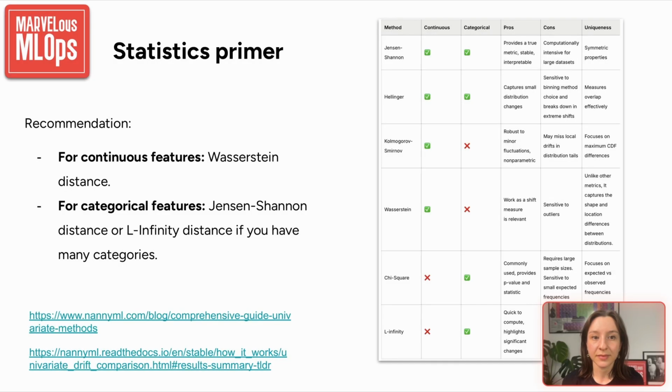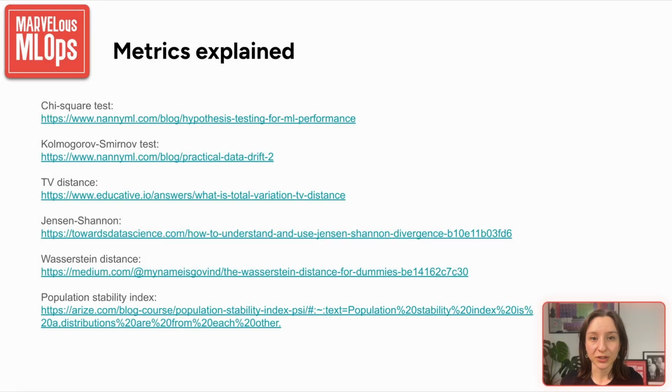Here is a nice table that lists the methods and different data types. Some methods work for both continuous and categorical data, like Jensen-Shannon and Hellinger. And some methods work for only continuous features, like Wasserstein and Kolmogorov-Smirnov. And chi-square and L-infinity are only suited for categorical data. For detailed information on each metric, you can check out these links.